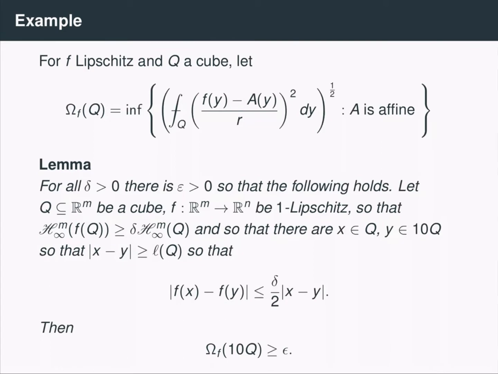The idea behind the proof is that if f were an affine map, it would be impossible for this estimate to hold and also for this event to hold for some pair of points x and y in 10Q that are L of Q separated apart. Because it's impossible for an affine map, it's impossible for there to be a Lipschitz function satisfying similar bounds that is approximately an affine map. Since omega f measures how close you are to an affine map, this omega number has to be large. It has to be at least some number epsilon.